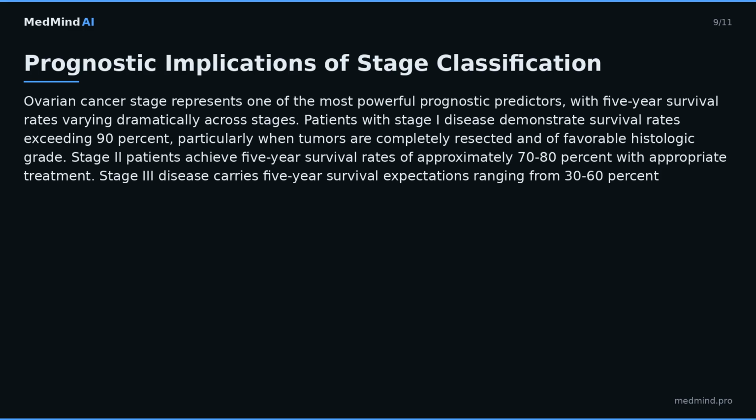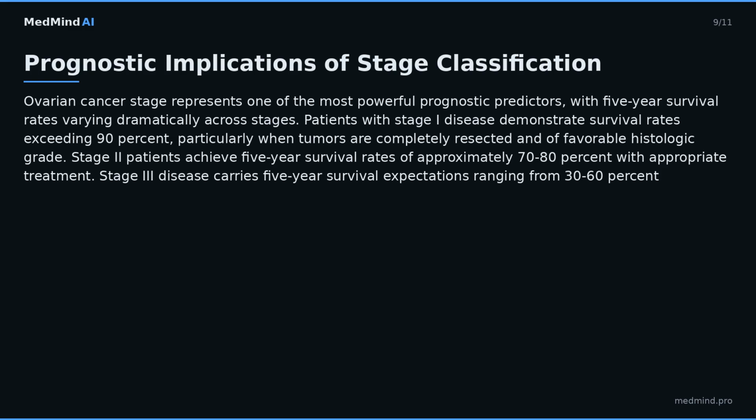Prognostic implications of stage classification. Ovarian cancer stage represents one of the most powerful prognostic predictors, with 5-year survival rates varying dramatically across stages. Patients with stage I disease demonstrate survival rates exceeding 90%, particularly when tumors are completely resected and of favorable histologic grade. Stage 2 patients achieve 5-year survival rates of approximately 70 to 80% with appropriate treatment. Stage 3 disease carries 5-year survival expectations ranging from 30 to 60% depending on the extent of peritoneal involvement and the adequacy of surgical cytoreduction.